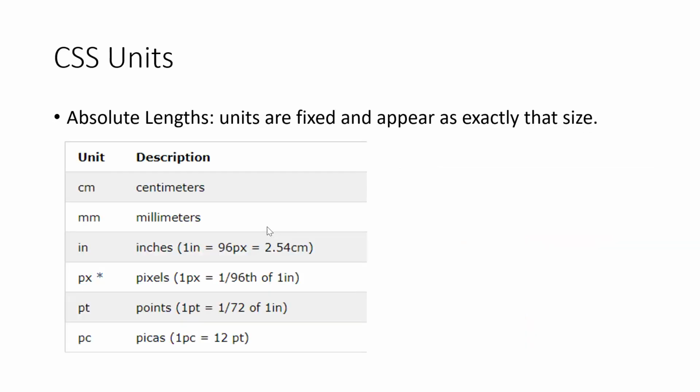Right. To conclude, I have a couple of slides about CSS units. Now, usually when you specify units, you can use centimeters, millimeters, inches. These are absolute values. Of course, we normally use pixels. Of course, you can also use points and picas as well.